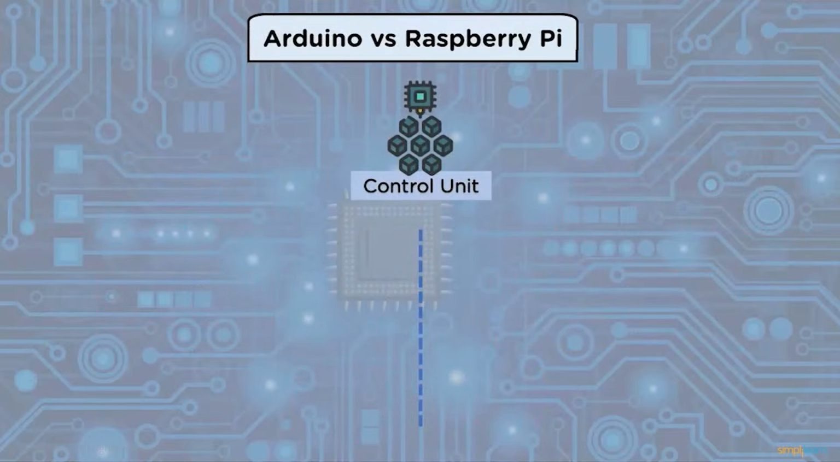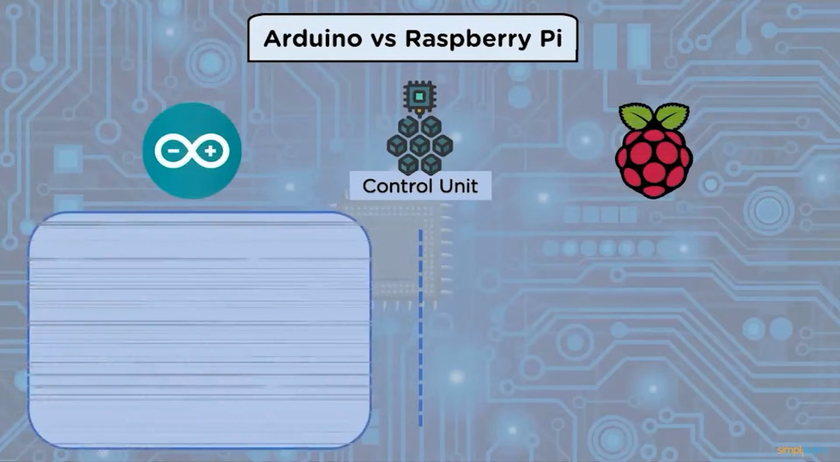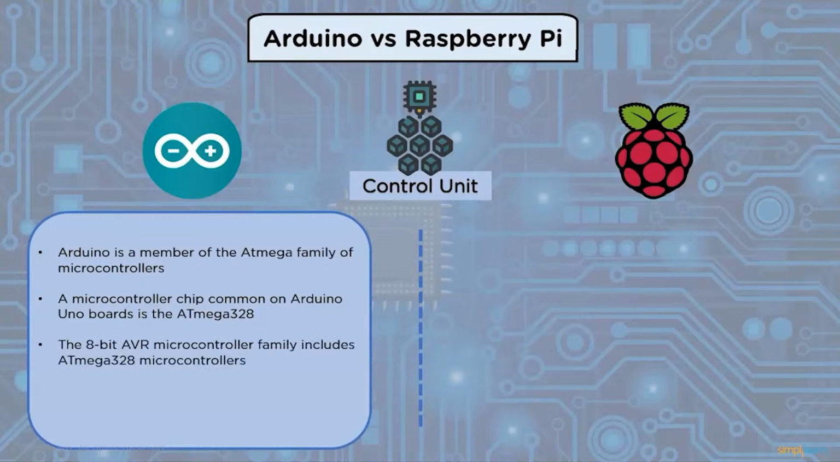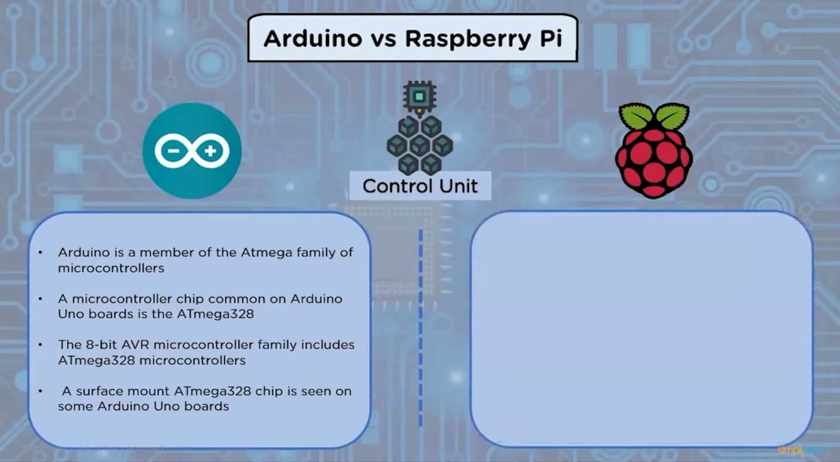First, let us look at the control unit. Arduino is a member of the Atmega family of microcontrollers. A microcontroller chip common on Arduino Uno boards is Atmega 328. The 8-bit AVR microcontroller family includes Atmega 328 microcontrollers. A surface mount Atmega chip is seen on some Arduino Uno boards.